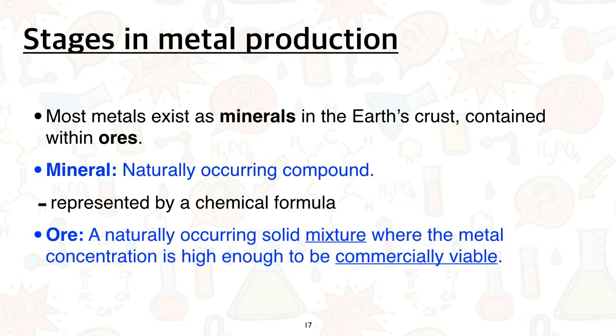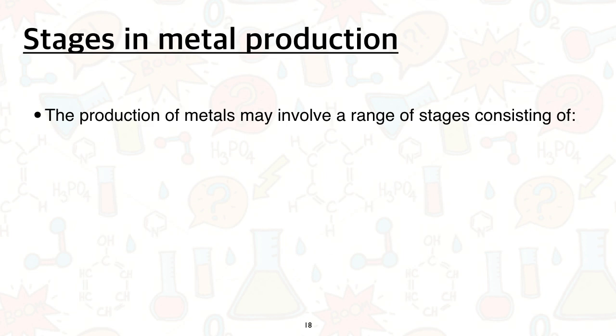In terms of what we dig up from the ground, that's what we call an ore. And so it's a naturally occurring solid mixture where the metal concentration is high enough to be viable. That means we can essentially mine it and we can process it, and it's going to be commercially viable, economically viable. It's essentially going to make money for those mining companies or those metal production companies.